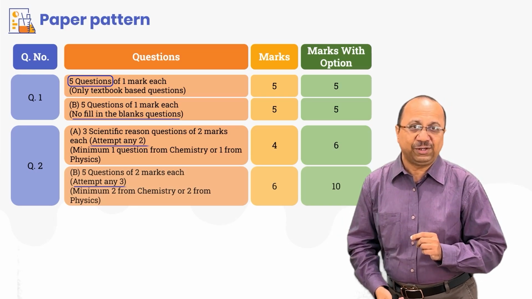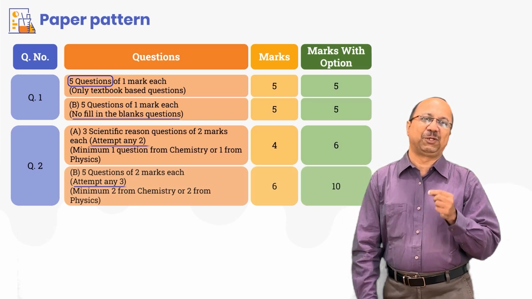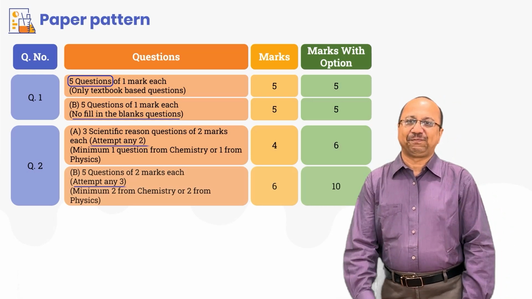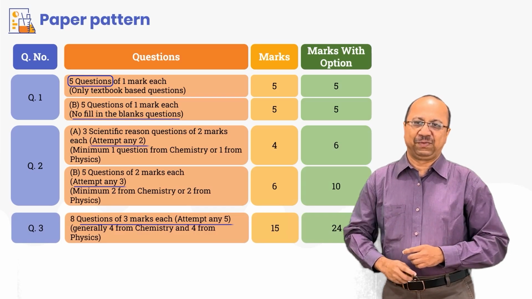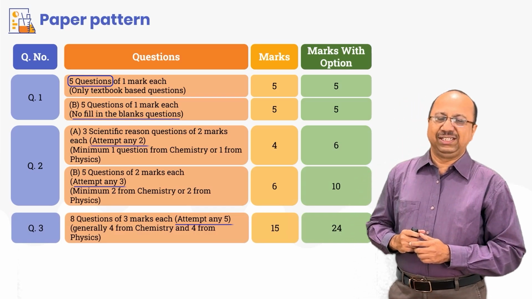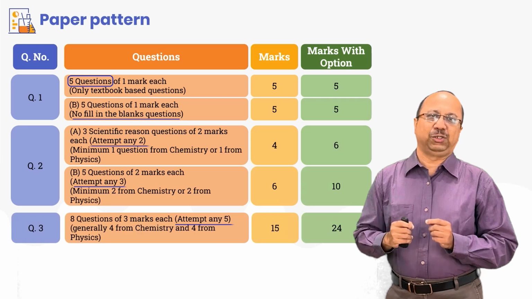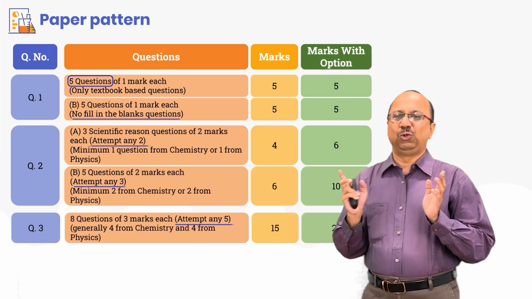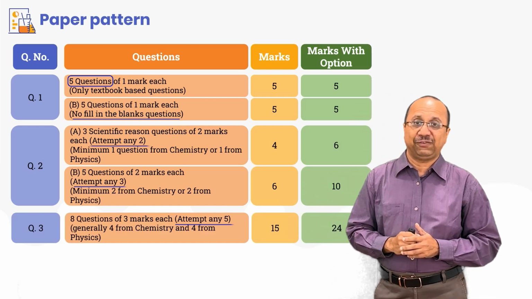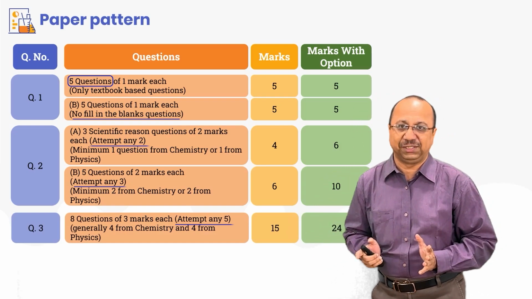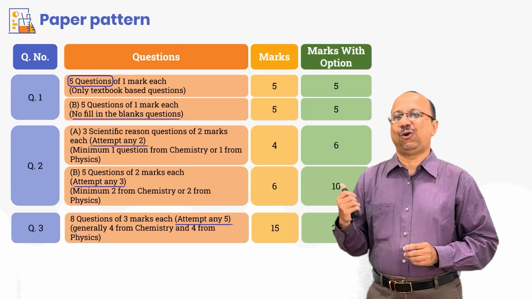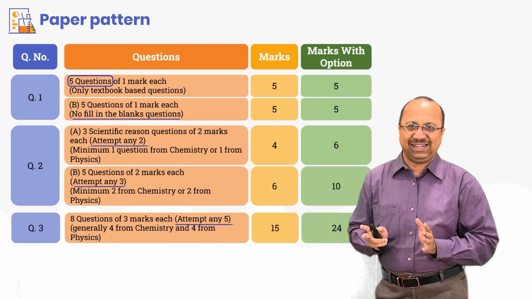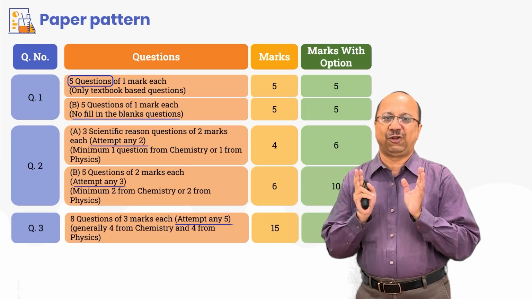It is very important to know how the paper pattern is, because that will help you to strategize all the chapters. Proceeding ahead, let's talk about question 3. Now, when you reach question 3, you have almost solved half of the paper. Question 3, if you check, is the lengthiest question, I would say, because here you have to attempt 5 questions.